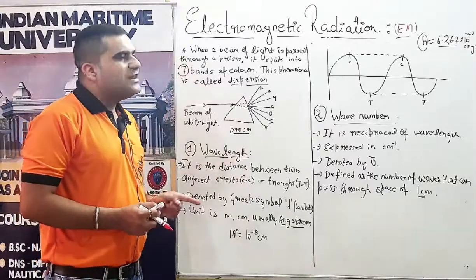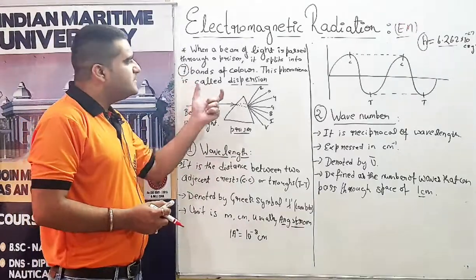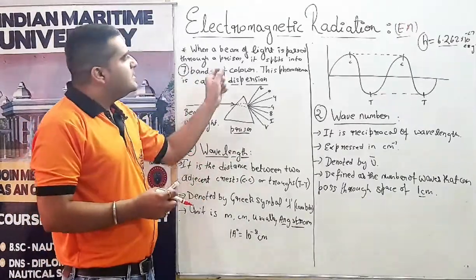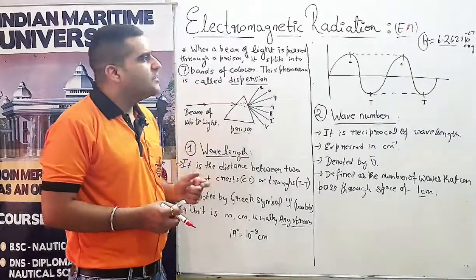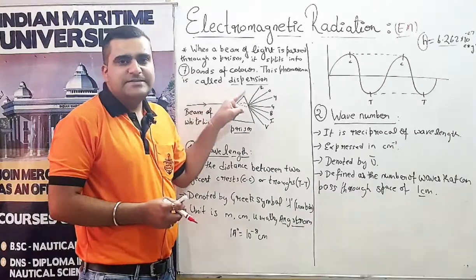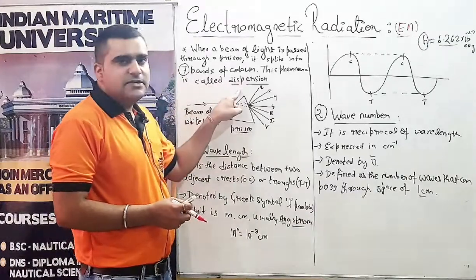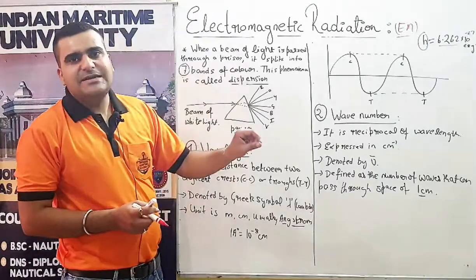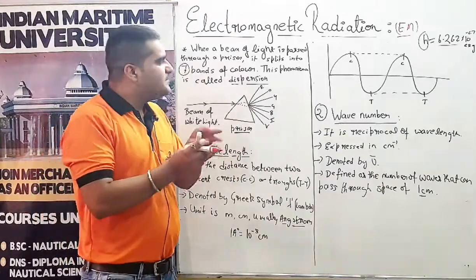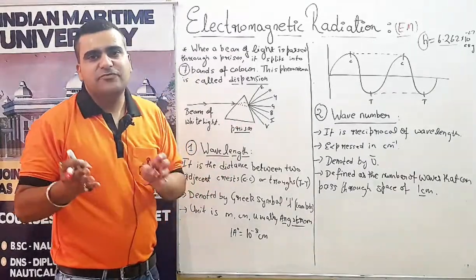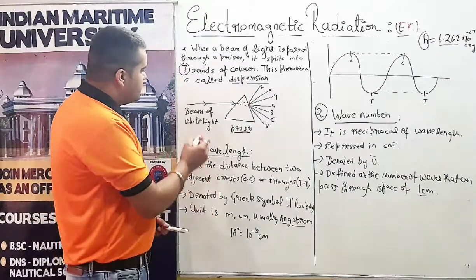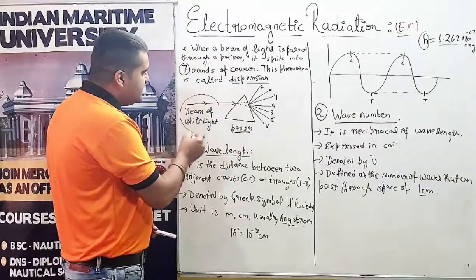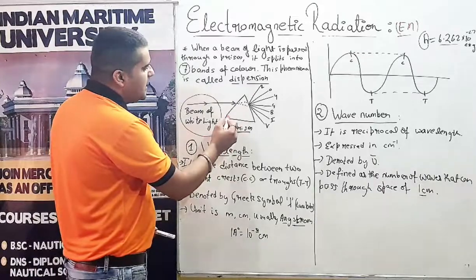When a beam of light is passed through a prism, it is split into 7 different bands of color, and this phenomenon is called dispersion. So what is dispersion? Whenever a beam of light is passed through a prism, it splits into 7 different bands of colors. This phenomenon is called dispersion. So this is a beam of white light and this is our prism.